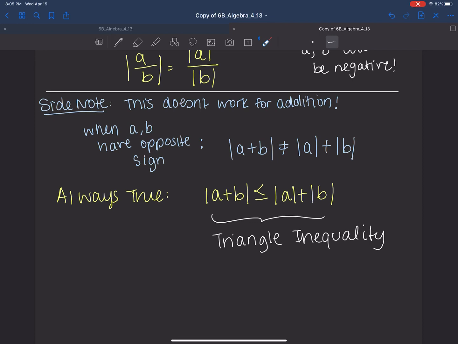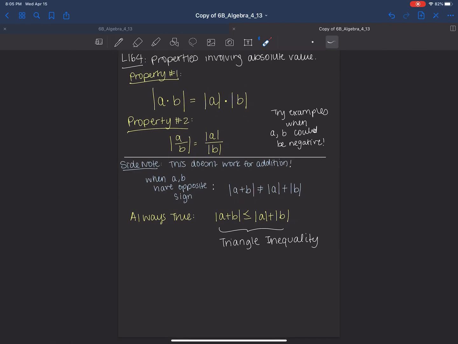All right, I'm going to take this time to zoom out, and you can pause the video and recap the key points from lesson 164.